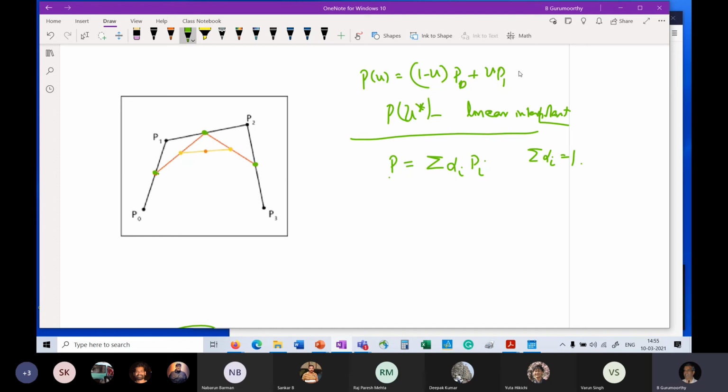In this case, this is an example of such a combination. I have a point which is a weighted combination of these two points P0 and P1, but the weights are 1 minus u and u, and they add up to 1 always. So that's an example of this kind of combination.